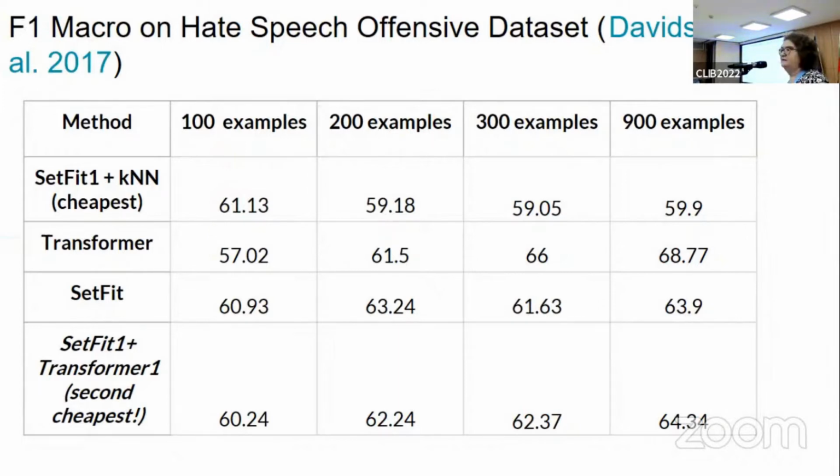And we can see that the learning behavior of these models is different. So this is exactly what we have already seen. For example, the transformer starts at a low level, but then as it has a lot of examples, the performance is much stronger. For SetFit, the best performance is with 200 examples, and the best trade-off of effectiveness and efficiency is with our current model, where we combine SetFit and transformer, and it's the second cheapest approach.